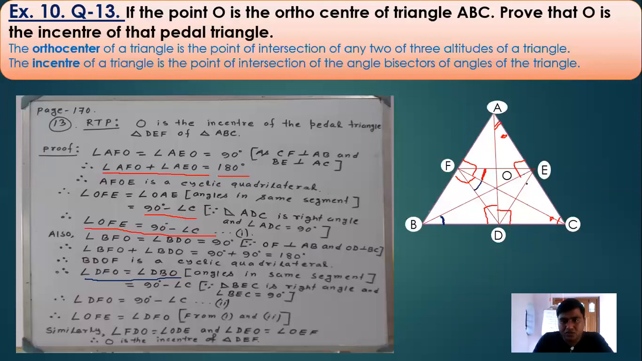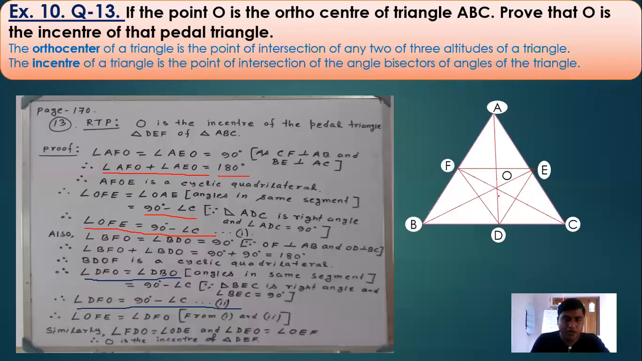But BE is also perpendicular to AC, so this angle is 90 degrees. So therefore, the sum of these two angles is 90 degrees, and this angle equals 90 degrees minus C. So angle DFO equals this angle, and this angle equals 90 degrees minus C. So DFO equals 90 degrees minus C. This is equation number 2.